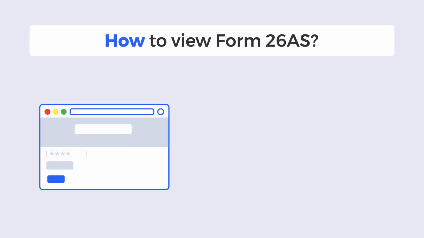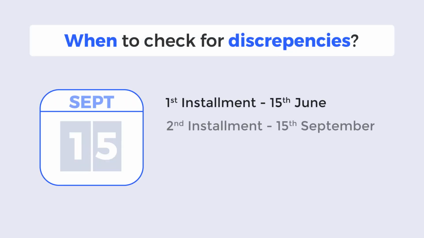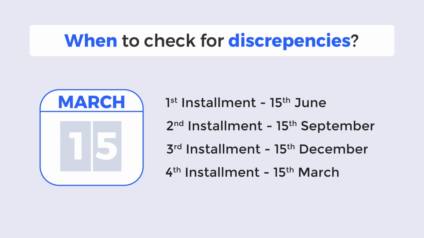You can view and download Form 26AS from your income tax e-filing account. Form 26AS should be checked every quarter to avoid any discrepancy in the details.